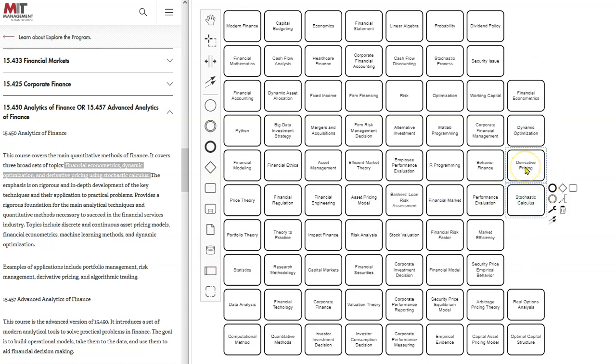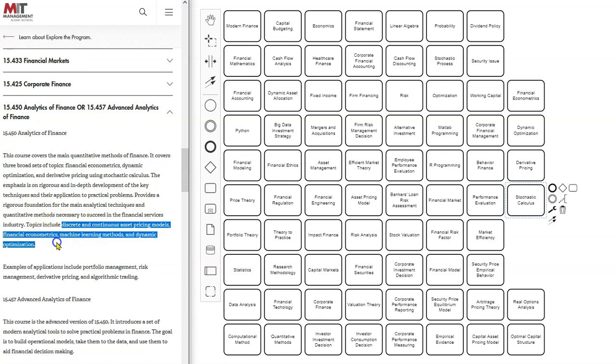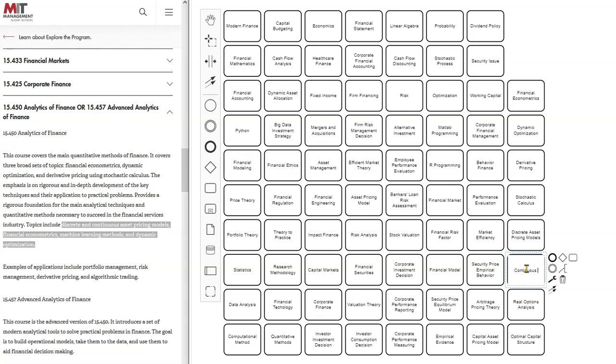So there must be other ways of doing derivative pricing without using stochastic calculus. Rigorous, in-depth, key techniques, practical problems, analytical techniques, quantitative methods. Here we go. Now we got some real words here. All the other stuff was a little fluff. Discrete asset pricing models. And then the other one is continuous asset pricing models.